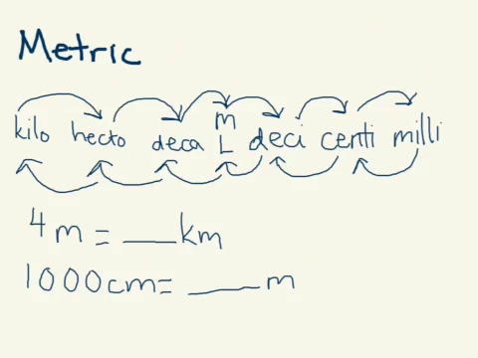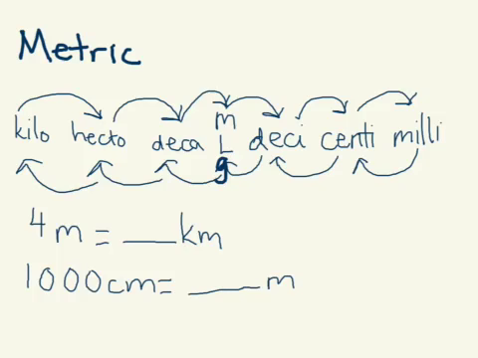Another system of measurement is the metric system. If I were asked to write 4 meters in kilometers instead, I would need to take a look at this right here. These are my prefixes: kilo, hecto, deca, deci, centi, and milli. And this meter, liter, and gram represent my base units of measurement, or things that represent 1.